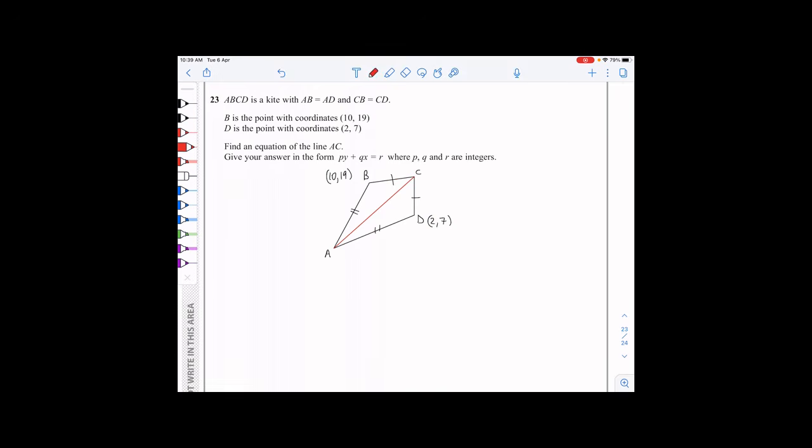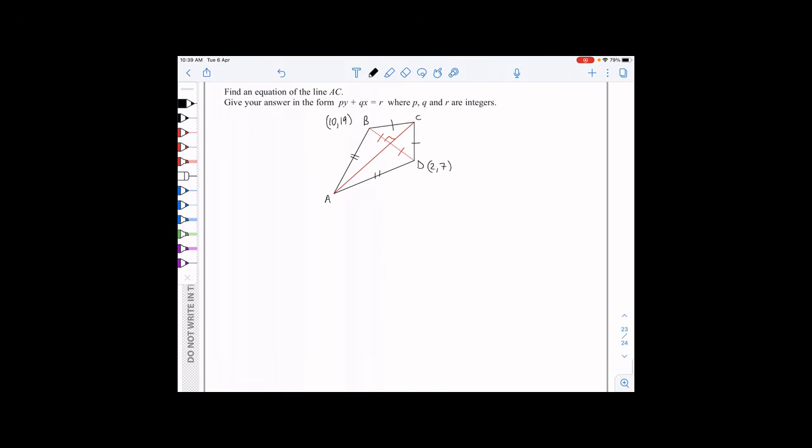I will actually draw the diagonal from B to D, and we know that this should be a right angle and it should be passing through the midpoint of BD. So let's start. The midpoint of BD, I'm just gonna do the midpoint of the x's, so 10 plus 2 over 2, comma the midpoint of the y's, 19 plus 7 over 2, which is 6, comma 13. So we know that this straight line, for which we're trying to find the equation, passes through 6, 13.